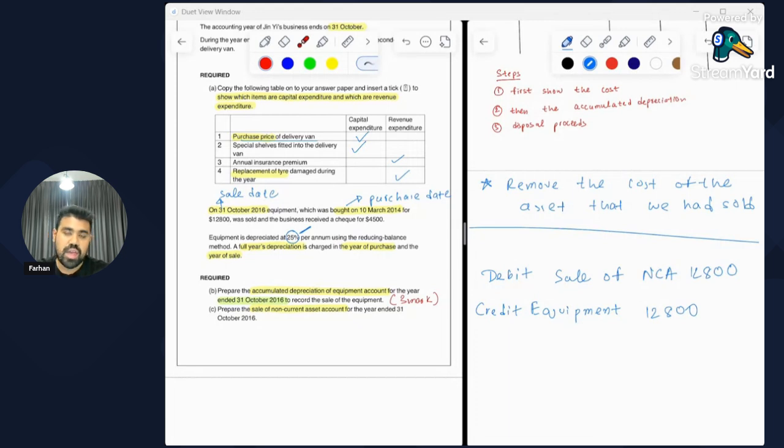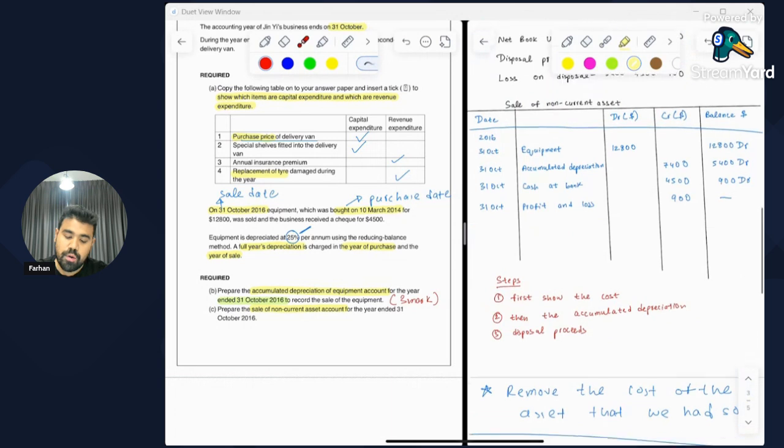So when we credit the equipment by 12,800, we are essentially saying that this asset is no longer in the books, and therefore, because this asset is decreasing, when assets go down, we credit them. And that's what we have done here, okay? Now, again, remember this. We have just debited the sale of the non-current asset account when we are removing the cost of the asset that we had sold, right? Now, let's go back to our main account.